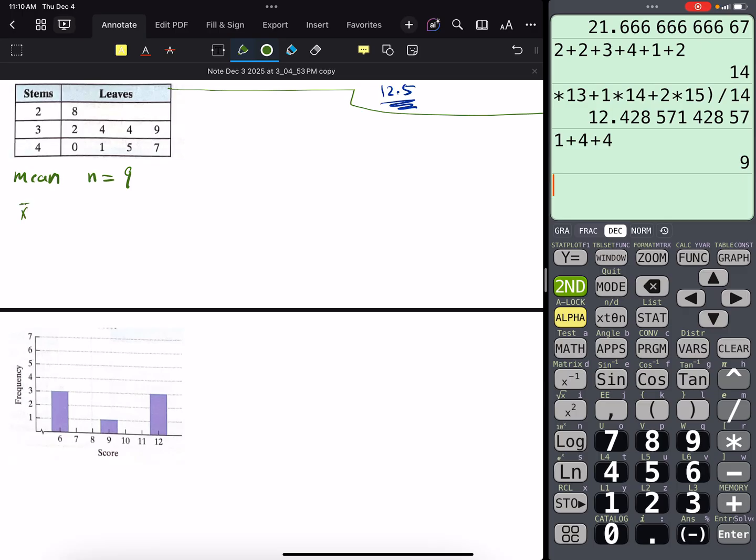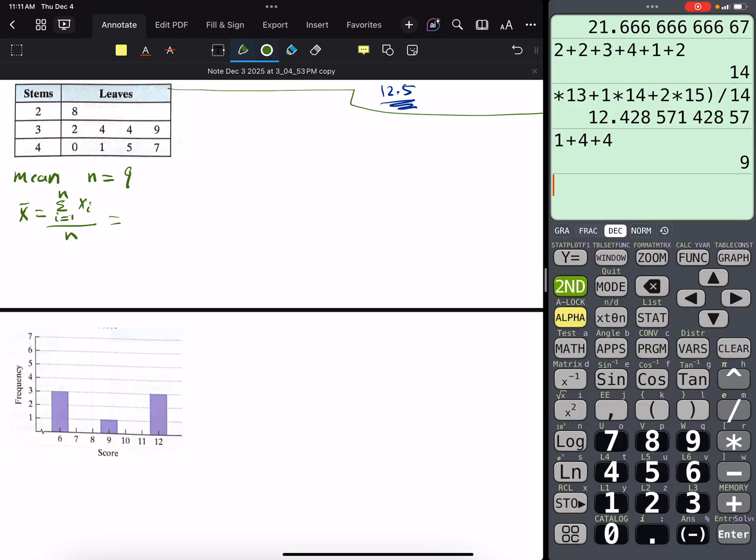Okay, now that I've found that, what I want to do is sum, so I have that formula, x bar equals the sum from i equals 1 to n of all of my xi's, divided by n, my number of data points. Well, my number of data points is 9. That's easy. The deal is adding all of my data points together. Remember, in a stem and leaf plot, you take one digit and make that your stem, and your leaves are the next digit of your data value.